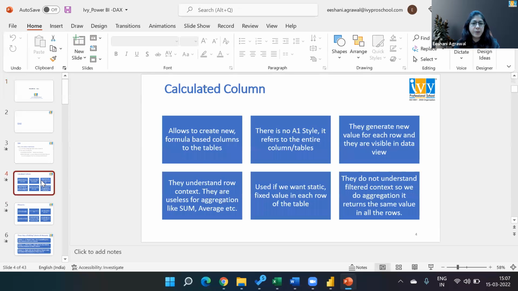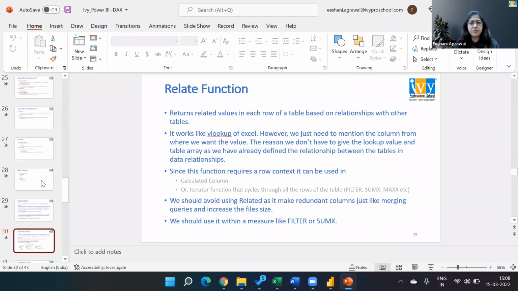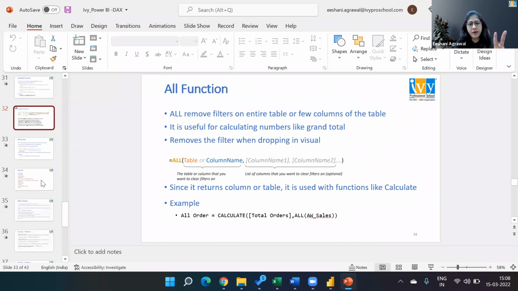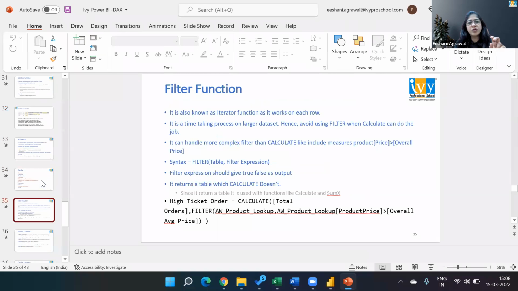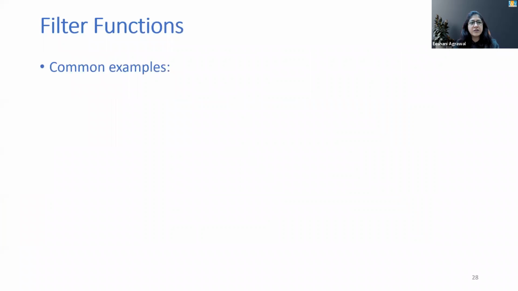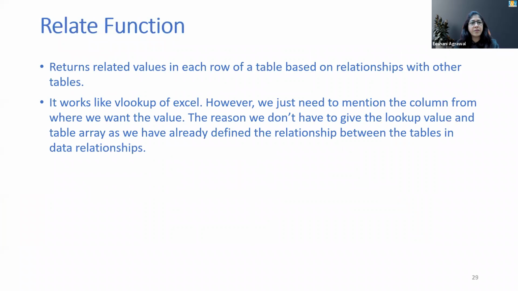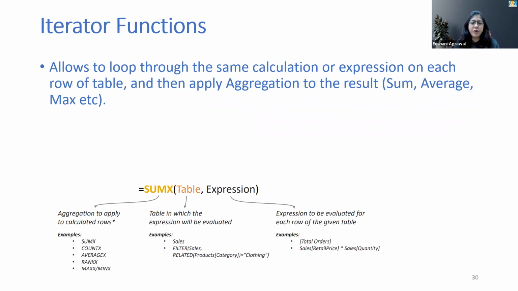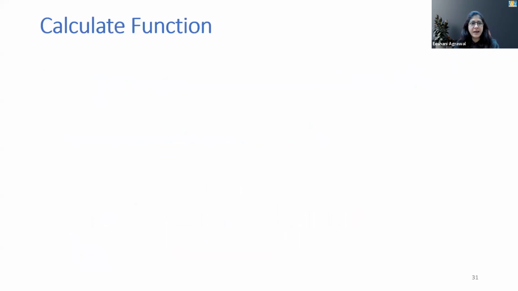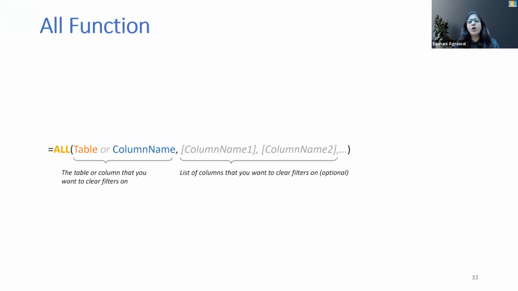Today we're going to talk about two functions, one is ALL and one is FILTER. And then we will also talk about the time intelligence formulas. That is the main thing that we're going to cover today. I'm going to try and finish all of this today. We have already done the RELATED function, then we worked with the iterator functions like SUMX, then we spoke about the function called CALCULATE. Then we have a function called ALL.